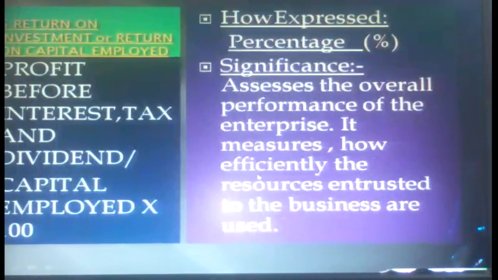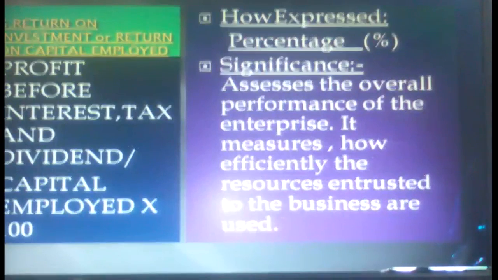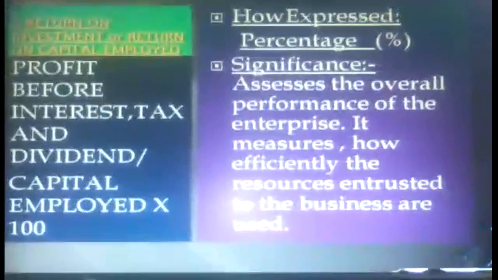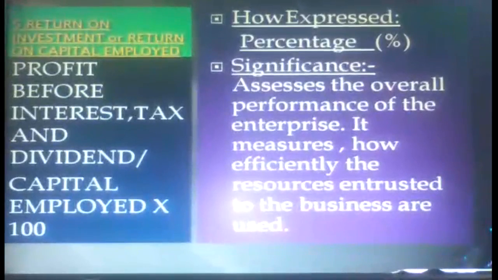Then finally, the last formula for the profitability ratio: return on investment, also called return on capital employed. The profit before interest, tax and dividend is our numerator, divided by capital employed, into 100. The expression is also a percentage. The significance here is to assess the overall performance of the enterprise, correct? Whatever money is invested, we see whether the business is going smoothly and whether we get profit or not. It measures how efficiently the resources entrusted to the business are used.